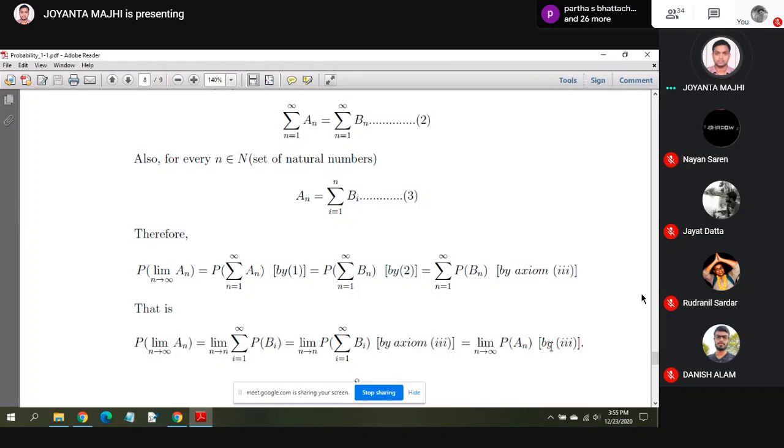This comes from, actually here it is by 3. By 3 means from equation number 3, not axiom 3. This also is a printing mistake.